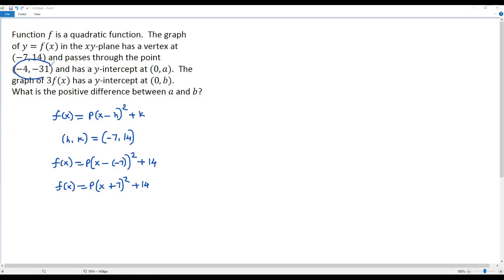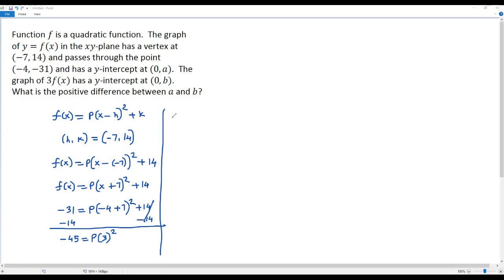For that, we can use the point (-4, -31), because the question says the graph of the quadratic function f passes through this point. So let's plug in the x-coordinate -4 for x and -31 for f of x. Because y equals f of x, this f of x represents the y. Then we get -31 equals p times (-4 plus 7) squared plus 14. Now we can subtract 14 from both sides of this equation, so the positive and negative 14 cancel out. When we combine these, we get -45 equals p times, when we combine -4 and positive 7, we get positive 3. That is p times 3 squared.